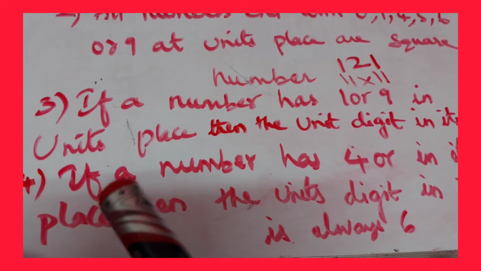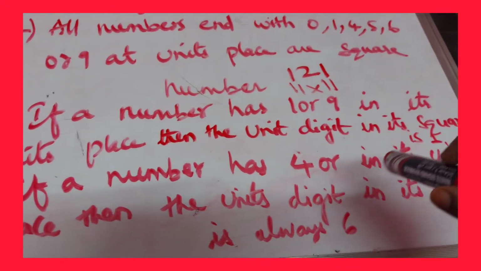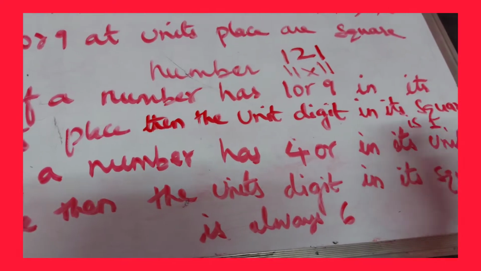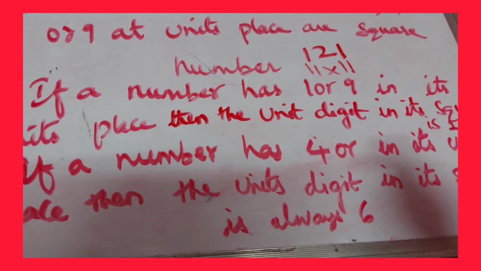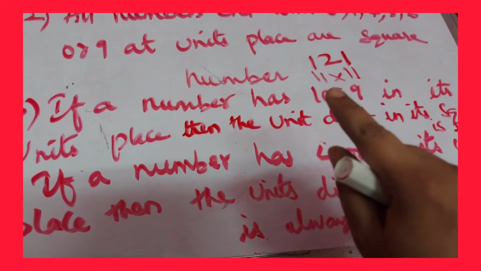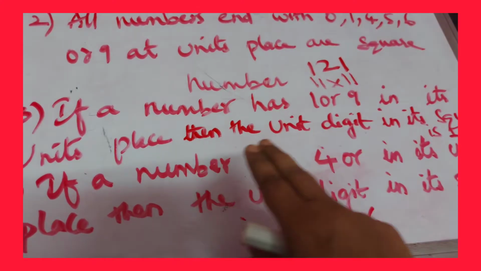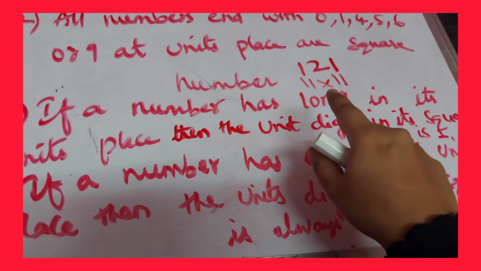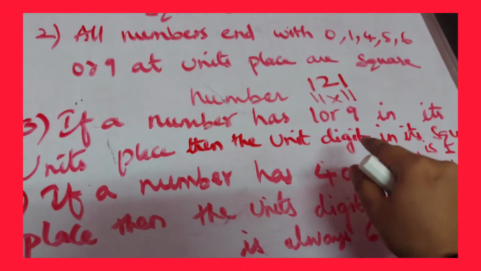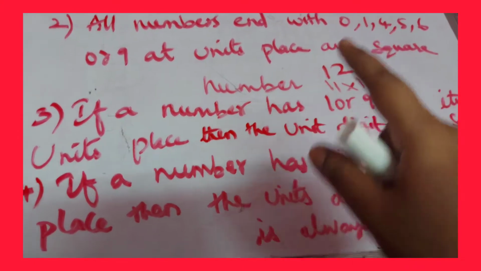Now the third property: if a number has 1 or 9 in its units place, then the unit digit in its square is 1. So here once again it is the same property. If a number has 1 or 9 in the unit place, take 121, then the unit digit in its square number is 1 only.